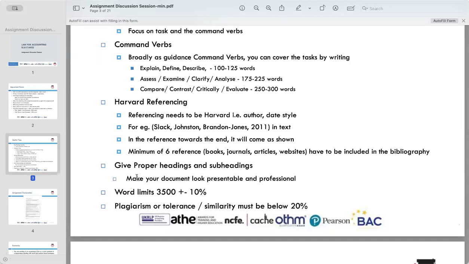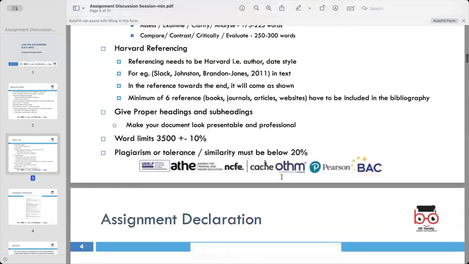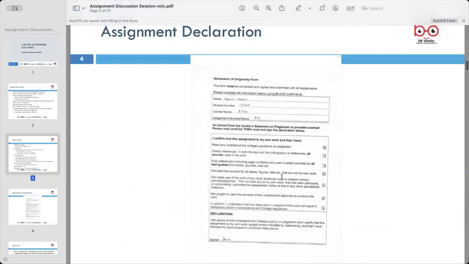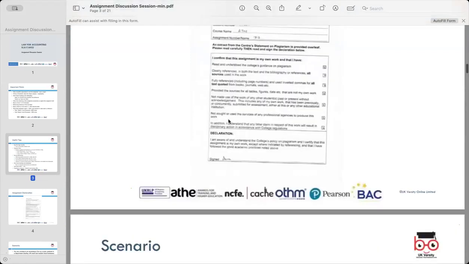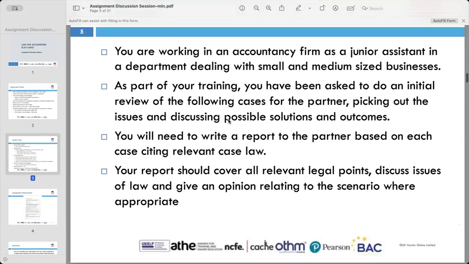Plagiarism or similarity tolerance must be below 20%. So if you are giving a direct quote or copy and paste, similarity should be no more than 20%. This is the assignment declaration. I think you can see it on your learning management system, the first page of your assignment, with your name, student number, and course. Right, now we are here.